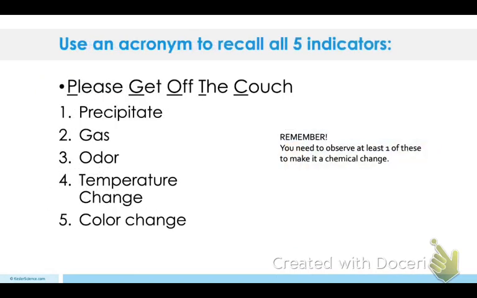Alright, so you are going to write this acronym down. This is going to help you when you're observing chemical reactions in lab. Please get off the couch. Precipitate, gas, odor, temperature change, and color change. That's what you're looking for when you're deciding if it's a chemical reaction or a physical reaction. You only need to observe at least one of those to know if it's a chemical change or not. Go ahead and pause here if you're still writing.